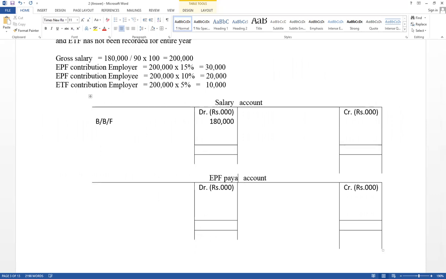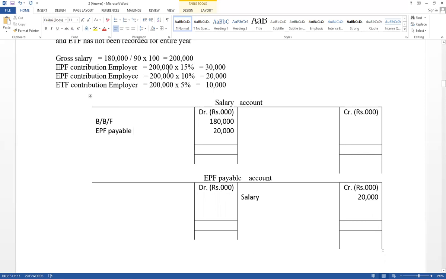EPF payable accounts. Contribution of employee, double entry: salary account debit, EPF payable account credit. EPF payable account credit as a salary. Salary account debit as a EPF payable. Contribution of employee effect for salary, part of salary.